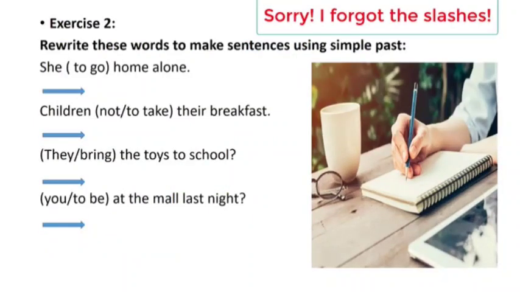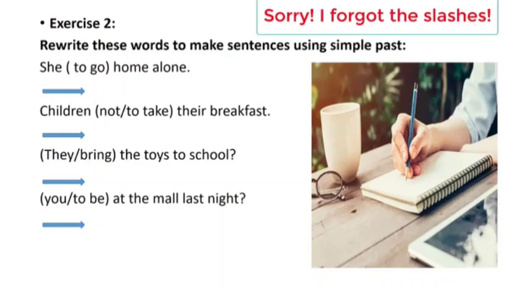Exercise number 2, you have to rewrite these words to make sentences using simple past. So you have words she, to go, home, alone. So use the simple past. Okay, can you get the simple past of the first one? She, to go, you have home, alone. This is a sentence. Make sentences using simple past.